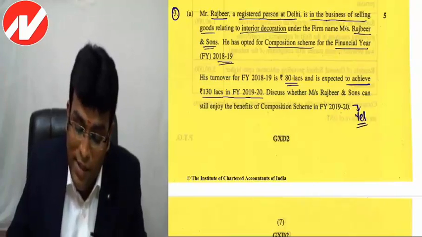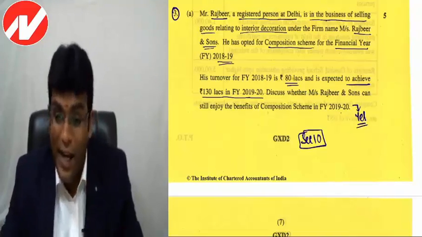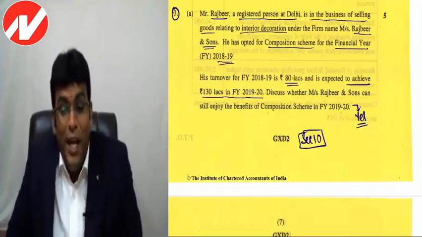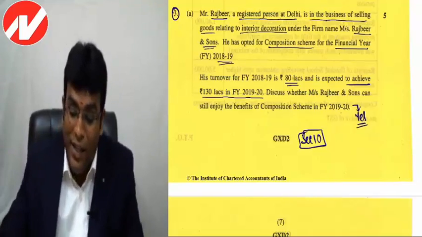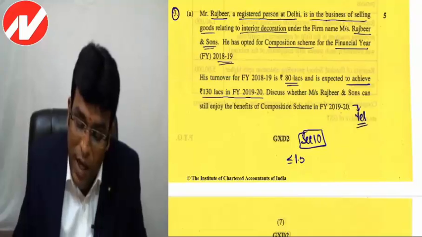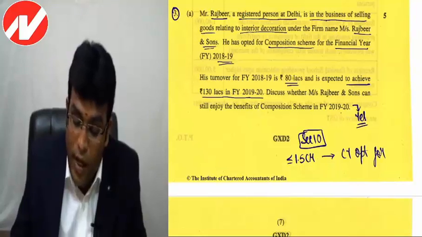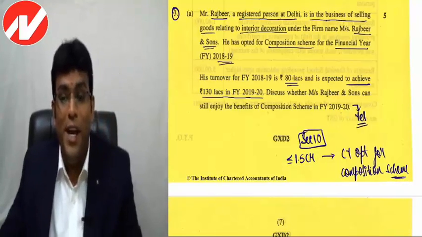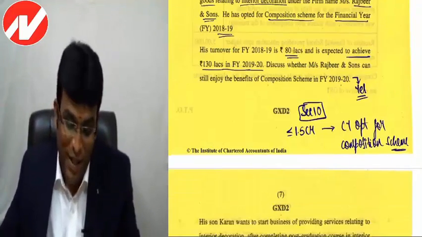100% answer is yes, because as per section 10 composition scheme, if aggregate turnover during the preceding financial year does not exceed 1.5 crores, then in the current year you can opt for composition scheme. And since he is a dealer in goods, he will pay tax only at the rate of 0.5% plus 0.5% of taxable turnover. Next line.